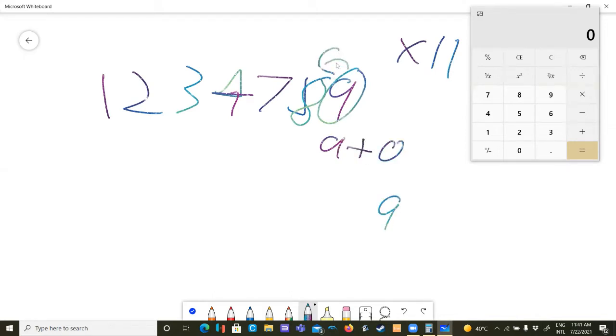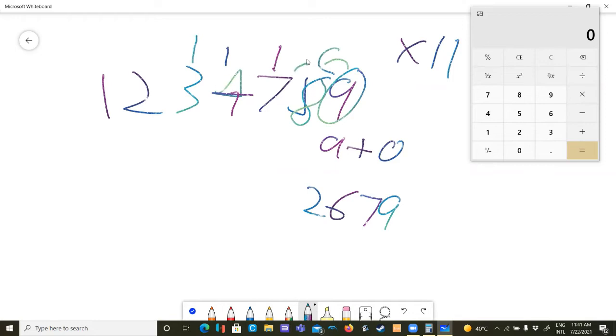Moving to 8. 8 plus 9, 17. So, 7. Carry forward 1. 7 plus 1, 8. 7's right hand neighbor is 8. 8 plus 8, 16. 1 carry forward, 4 plus 1, 5. 4's neighbor is 7, so 7 plus 5, 12.